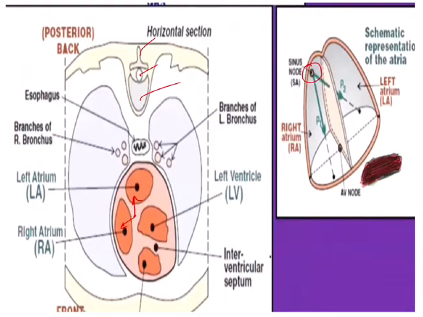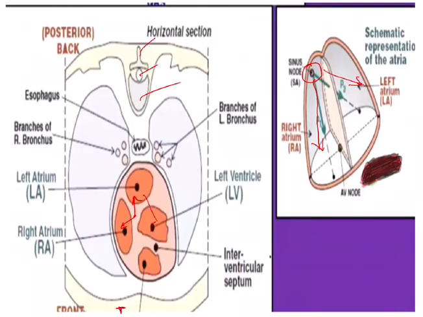We can see here the SA node is activated. The impulse goes to the right atrium, then it goes to the left atrium. This is the position of the vectors, how they travel to the right atrium and the left atrium, then it goes to the left ventricle and the right ventricle.